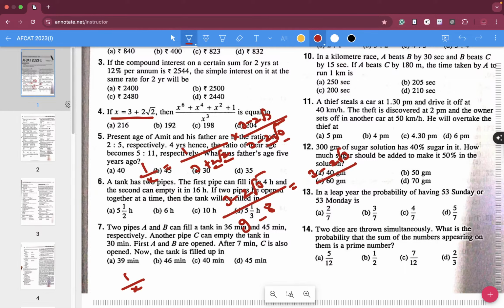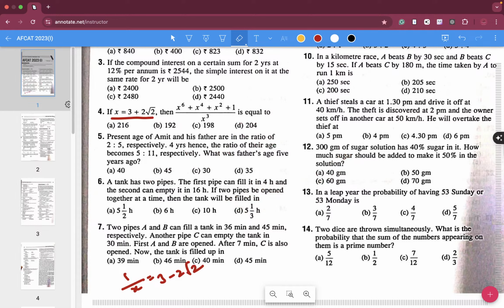Okay, not the answer. 1 by x value is 3 minus 2 root 2. Okay, over here root 3 is what we are writing. That's why we had all those grotesque looking stuff, right? So this is the value of your 1 by x.